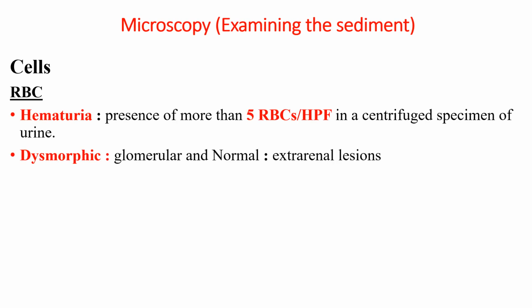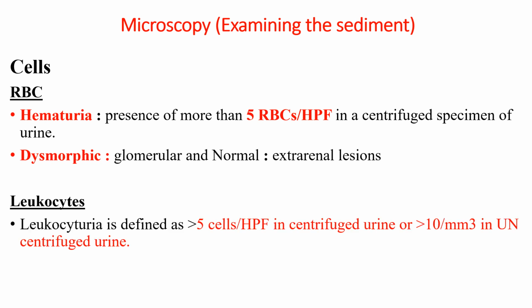Let's go from the dipstick to the microscopic. The microscopic test, or examining the sediment, the first is cells. From cells, RBC and WBC are one of them. Hematuria is the presence of more than 5 RBC per high power field in a centrifuged specimen of urine, and dysmorphic RBC show glomerular origin, while normal RBC indicate an extrarenal lesion. Leukocyturia is defined as greater than 5 leukocytes per high power field in centrifuged urine or greater than 10 in uncentrifuged urine.